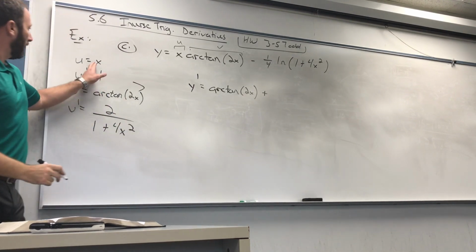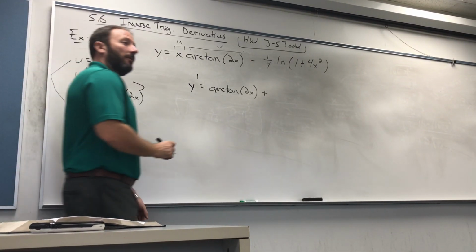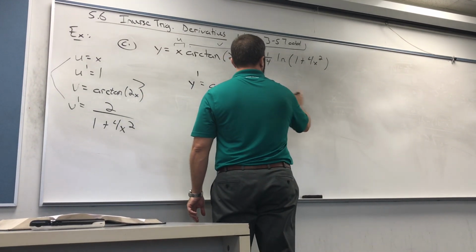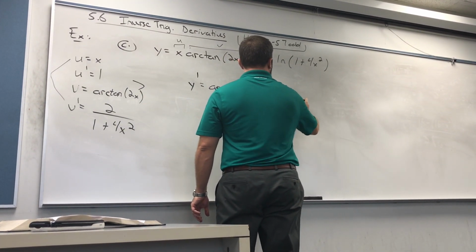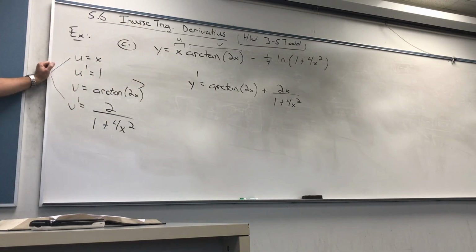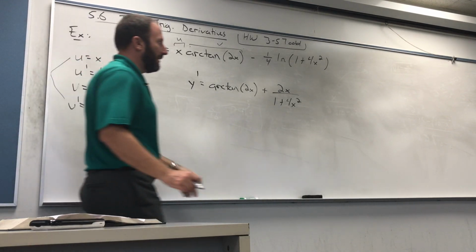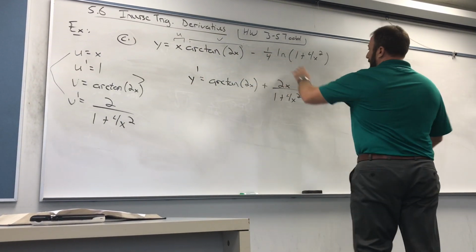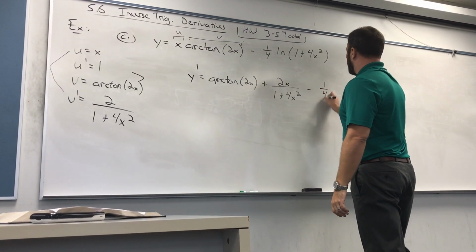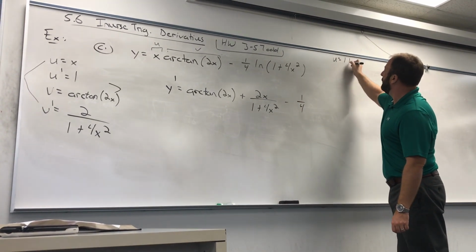plus 2x over 1 plus 4x squared. So we've taken care of the first term. Well, that second term, that's just a ln of u. It's not going to be too bad. So minus a quarter stays because we're multiplying. U here is 1 plus 4x squared.